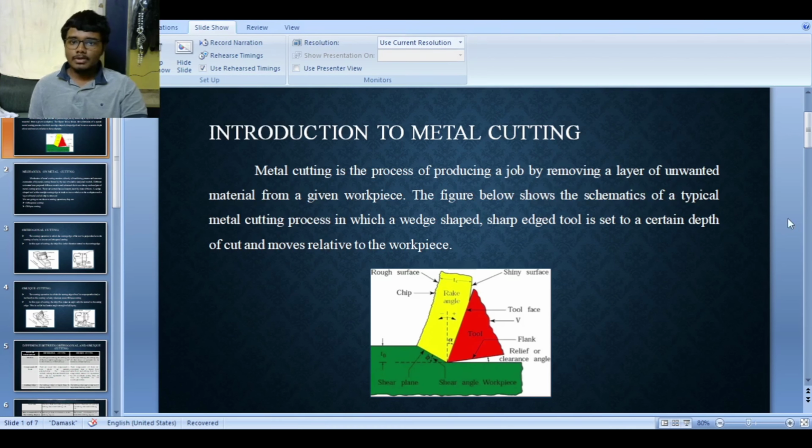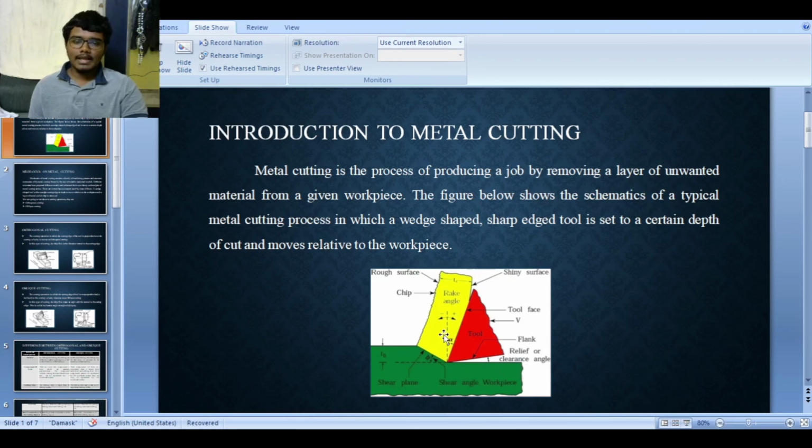The figure below shows the schematic of a typical metal cutting process in which a wedge-shaped sharp-edged tool is set to a certain depth of cut and moves relative to the workpiece. If you see this diagram, this is the workpiece, the red one is the tool, and the yellow one is the chip, the unwanted chip. This is the rough surface of the chip and this is the shiny surface of the chip.